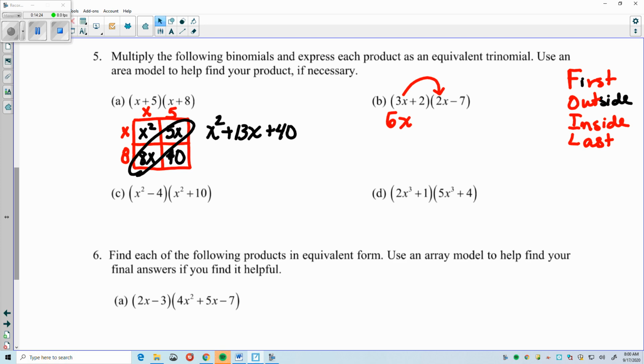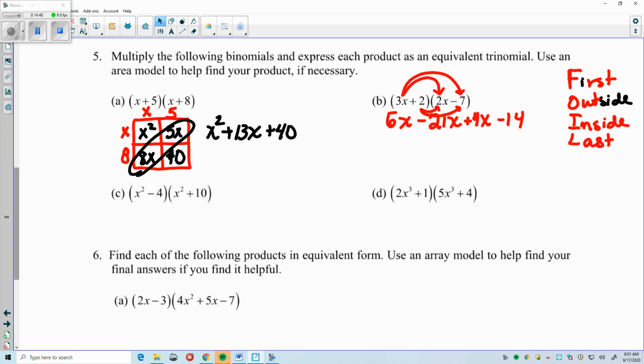Let me go to the outside. My outside terms would be 3x and a negative 7. So I have a negative 21x. Now I go to my inside terms. So positive 2 times positive 2x, that gets me a positive 4x. And then I go to my last 2 terms. 2 times a negative 7 is a negative 14.